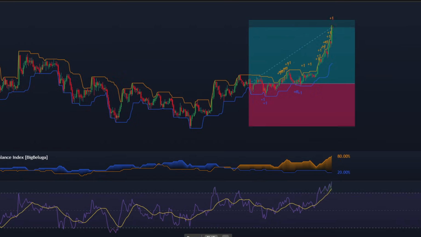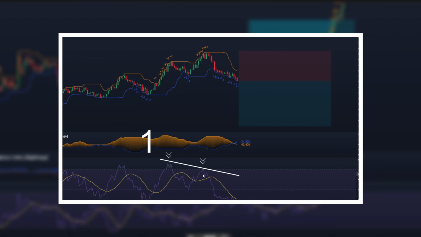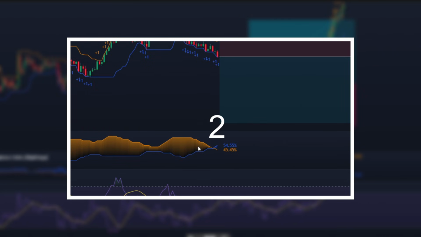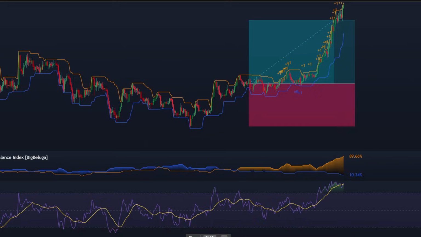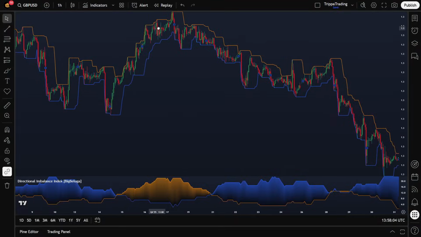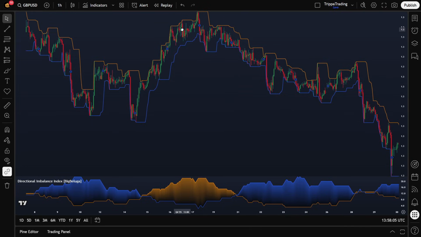You'll notice these patterns repeat throughout the chart. Divergence first, imbalance crossover second. Every signal will not win, and that's normal. No strategy in the world has 100% accuracy, so risk management is the key. Now let's move on to the second strategy, which is a trend-following approach.